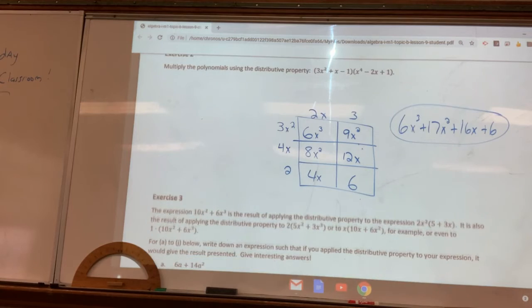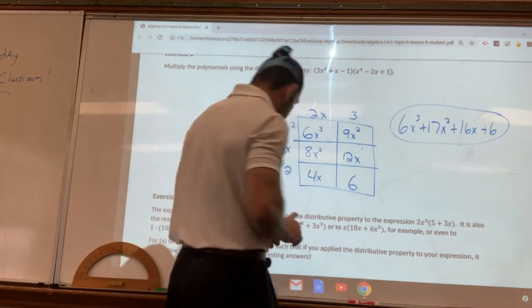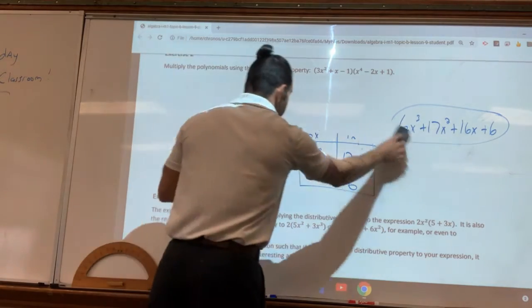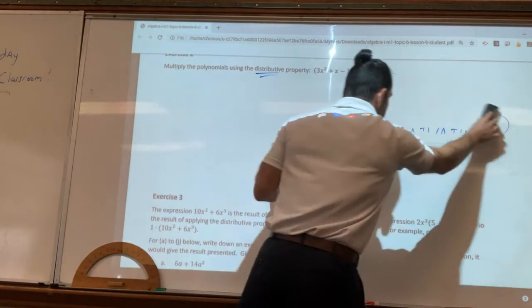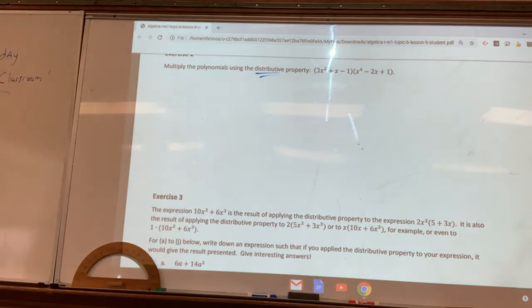is all about this. We want the distributive property. That's what we want to use. So, I'm going to show you the way that I personally would do it. Not saying this is the only way. This is the way that I like to do it.